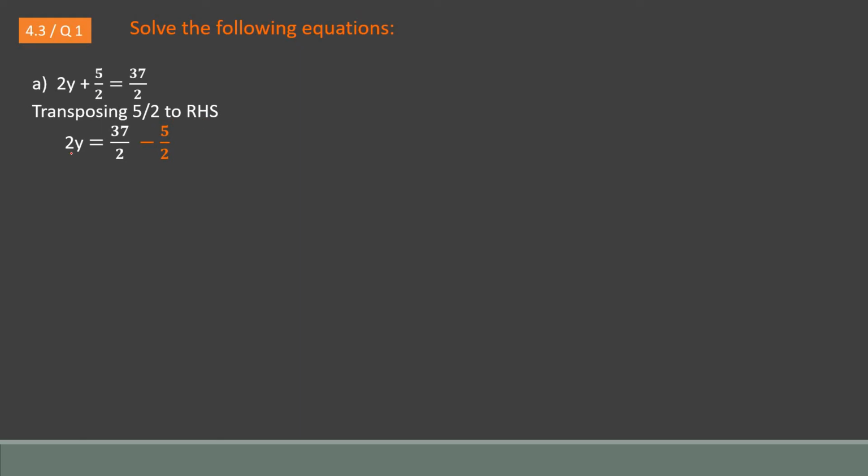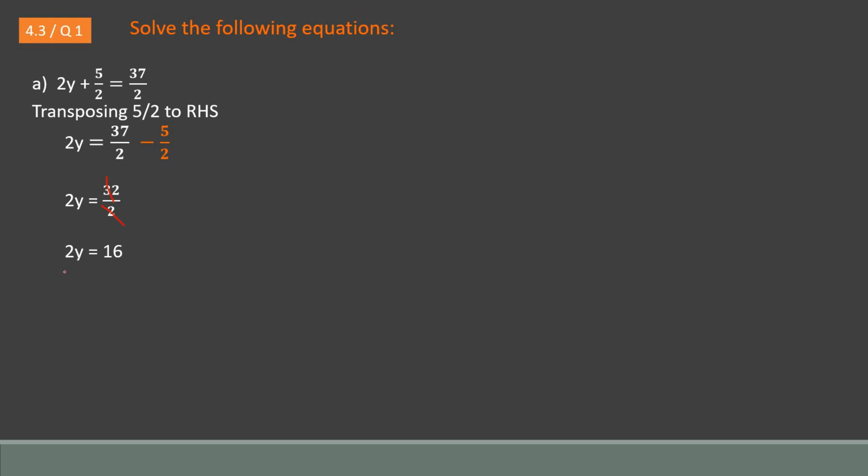So what is left on the left hand side? Only 2y. This is a variable. We have to find out the value of the variable. So here it is only 2y is equal to 37 upon 2 minus 5 upon 2. You can see here it is a simple subtraction of fractions. Here the denominator is the same, so the numerators can easily be subtracted. So we get 37 minus 5 upon 2. I'm getting 32 upon 2, that is nothing but 32 divided by 2, which gives 16. So my new equation is 2y is equal to 16.